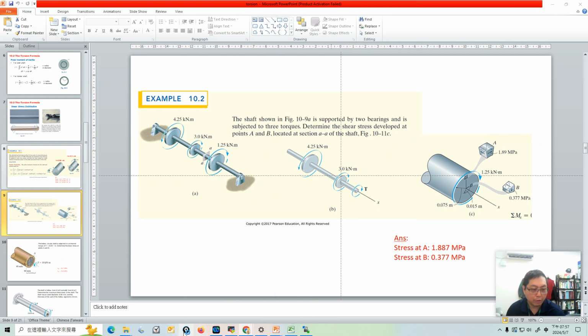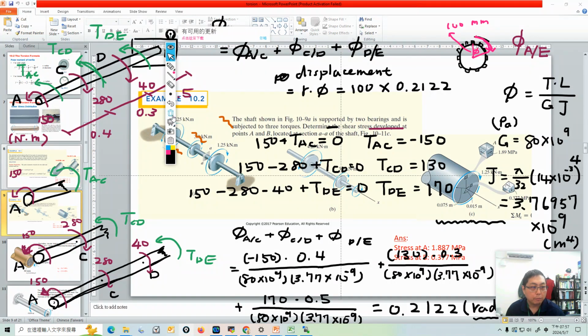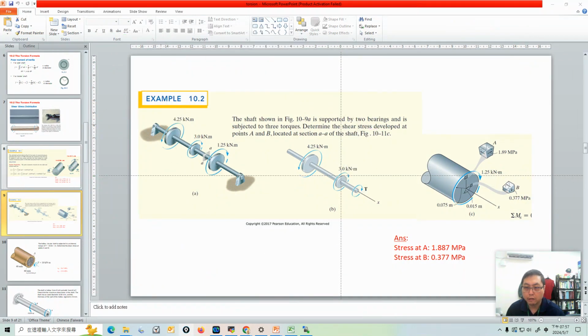In the PowerPoint slide, it shows very clearly that the shear stress at the cross section area of the torque loaded member is equal to T rho over J. T is the torque, rho is the distance from the center, and J is the polar moment of area.